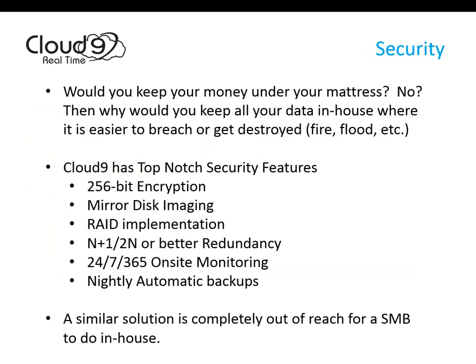With a cloud provider like Cloud9, a desktop as a service solution, you're getting top-notch security features. You're getting 256-bit encryption, like I've talked about. You've got mirror disk imaging, which just means that we've got backups and multiple systems in place should there be failures. Redundancies across the board in the infrastructure, 24/7 monitoring, and automatic nightly backups, which could even be hourly backups if you want. So you can set any sort of backup schedule you want.